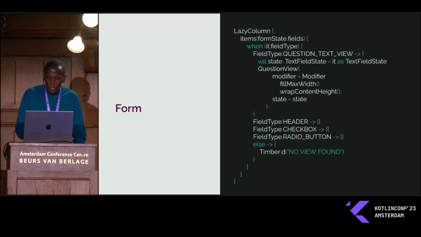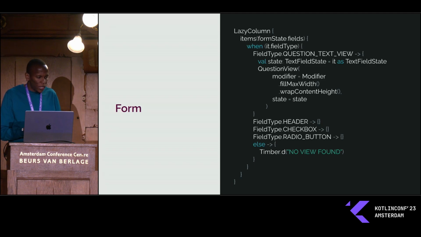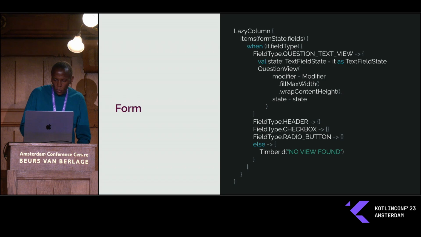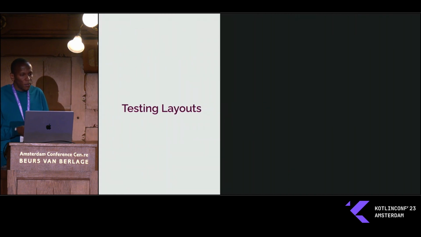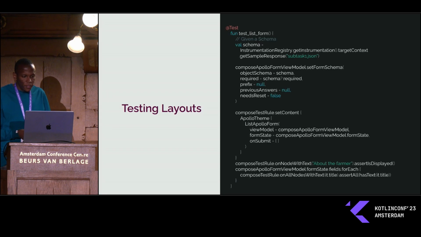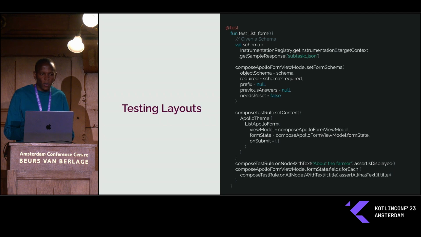We also handle the different field types. And lastly, in case we cannot determine that view, we just do a Timber log. Another thing is that we are able to test the layouts. This is what a test for the layout looks like. We give it a schema, as I was explaining.